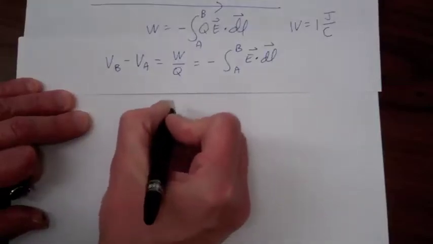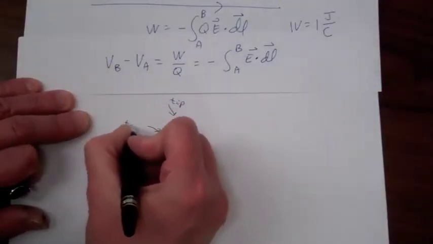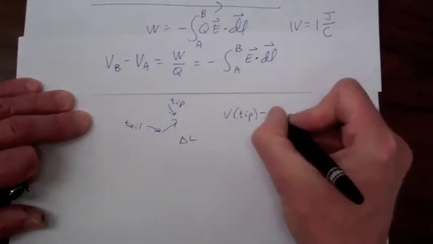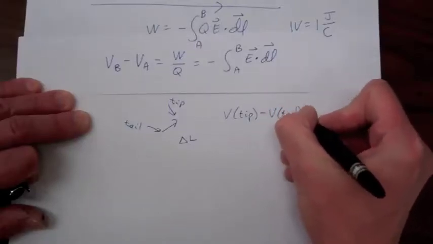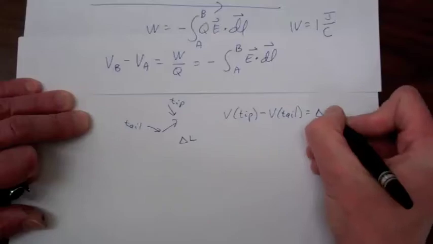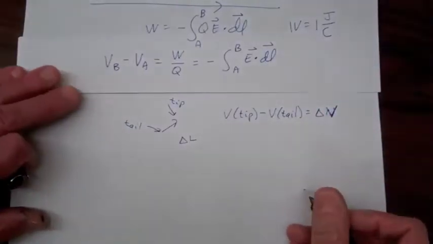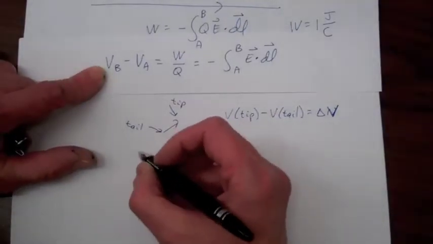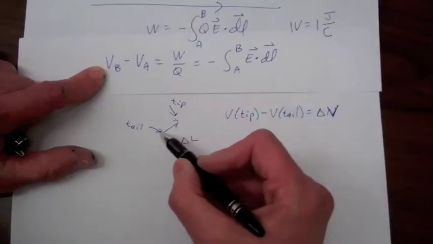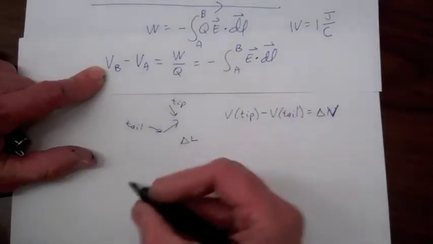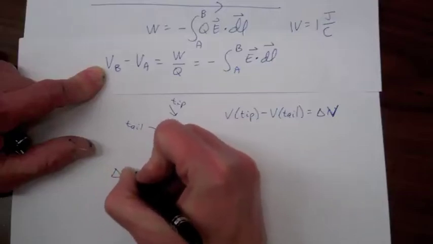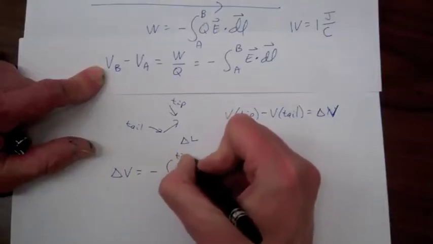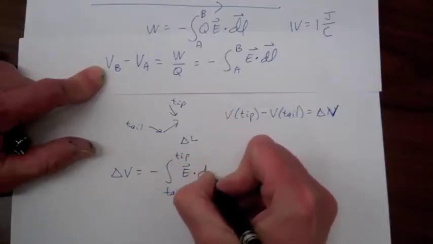By that I mean the voltage at the tip minus the voltage at the tail, which we'll call delta V, is what is measured. Looking back at our expression for the potential difference between points A and B, where now A is the tail and B is the tip, delta V is minus the integral from tail to tip of E dot dl.